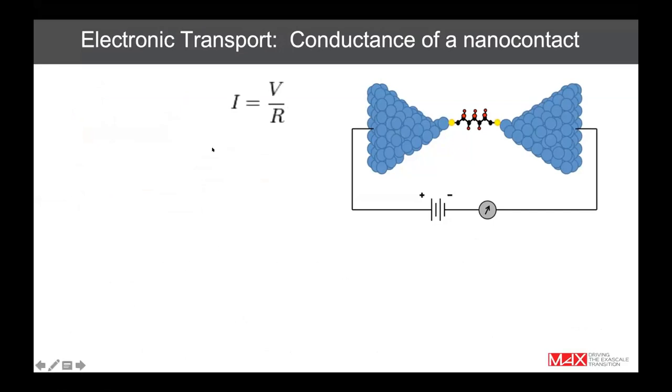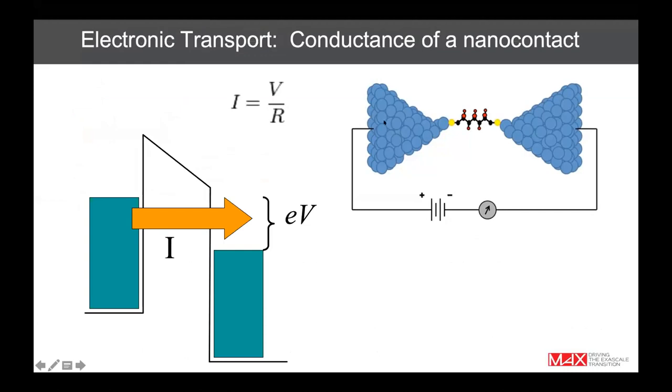So how can you compute a physical property like a resistance or a conductance in such a small device? The basic idea is the following. When you put a battery between the two electrodes, essentially what you are doing is shifting the Fermi levels or the chemical potentials of the left and the right metallic lead.